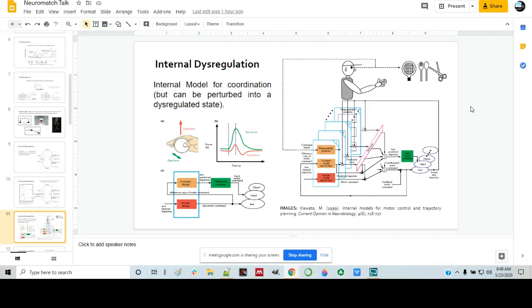This is more about the internal model, and this is a sensory motor behavior. We can see how the body and the movement system is coordinated using these internal models. They've developed different internal models for the cerebellum and other areas of the brain, and it allows us to coordinate our behavior very exquisitely. But these models can also be perturbed into a dysregulated state. I don't show that here, but we can do things that dysregulate these models.